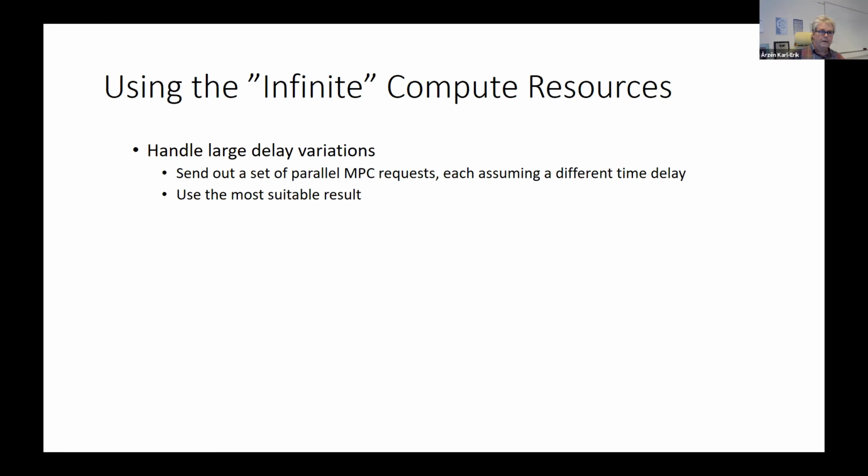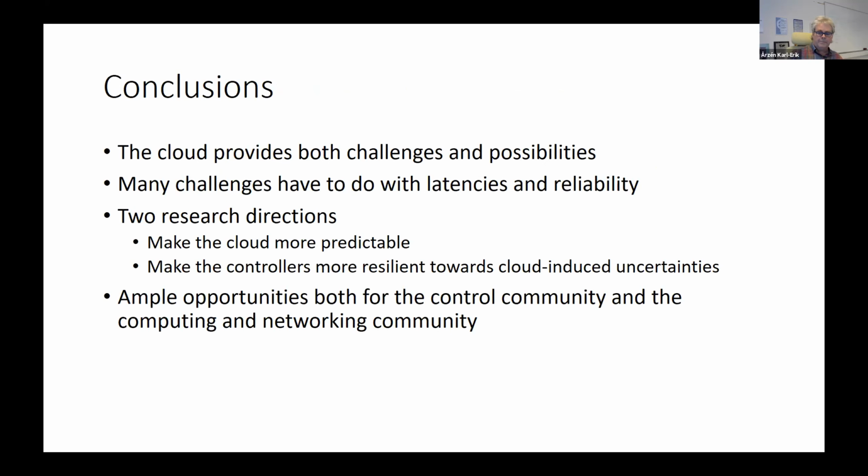Okay, conclusion. The cloud provides both challenges and possibilities. Many of these have to do with latencies and reliability. There are at least 2 research directions. You can try to make the cloud more predictable, more real-time-ish, or you can try to make the controllers more resilient towards cloud-induced uncertainties. And there are ample opportunities, both for the control community and the computing and network community to work in this.